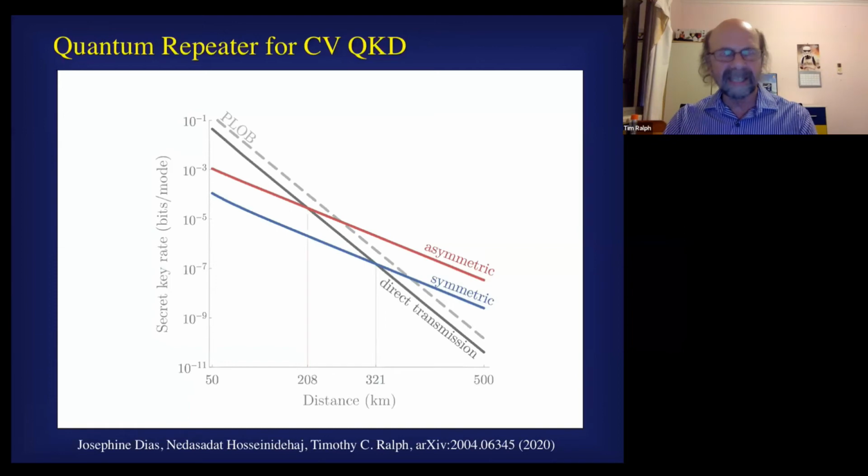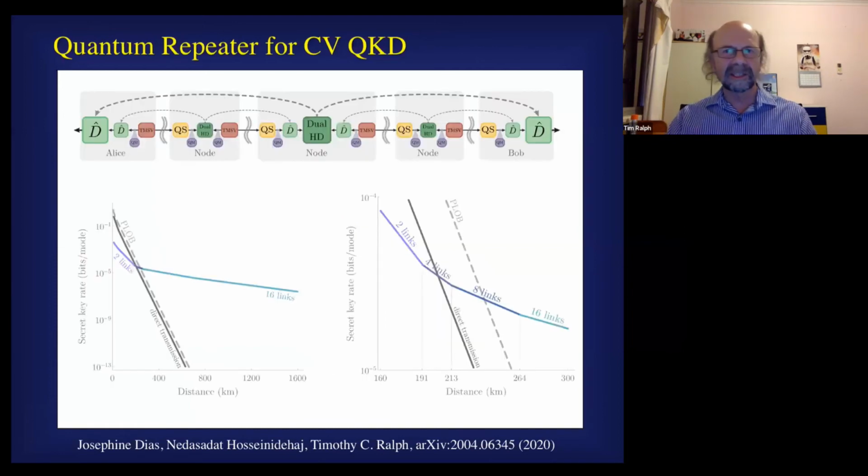So what about concatenating this further? This turns out to be quite simple. You can basically mirror image again the whole setup to get a 4-link protocol shown here, and you can just keep doing that. By going to 4 links, we were able to cross the direct transmission bound at a shorter distance. By going to 8 links, we get over the PLOB bound at a greater distance. We can see with 16 links, we can get right out to 1,600 kilometers with a reasonable key rate.